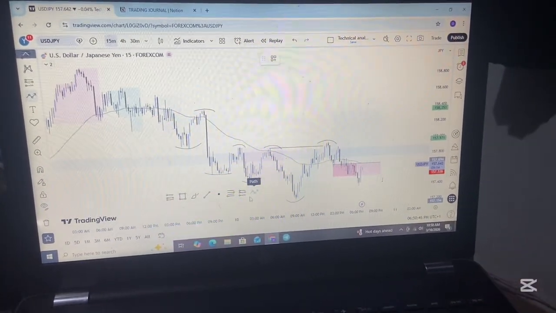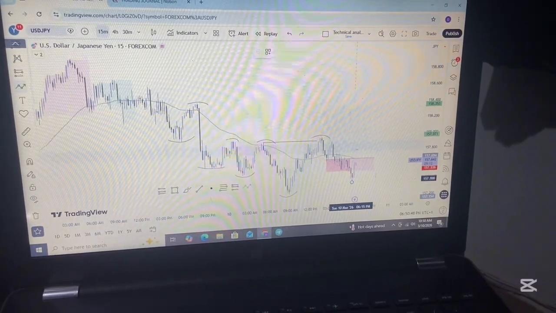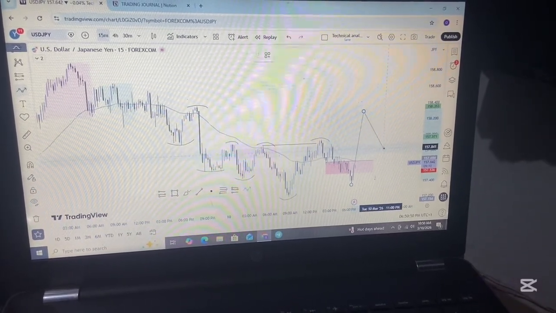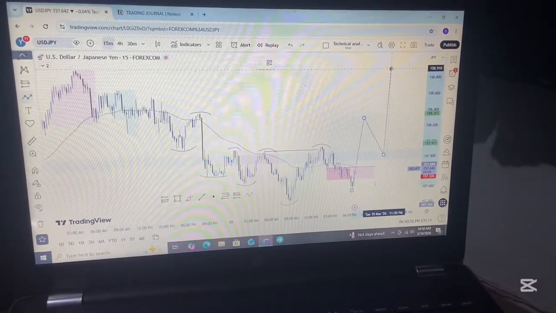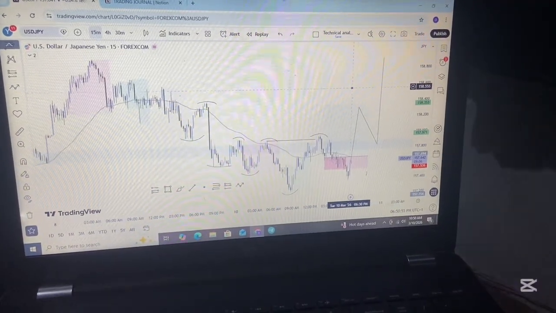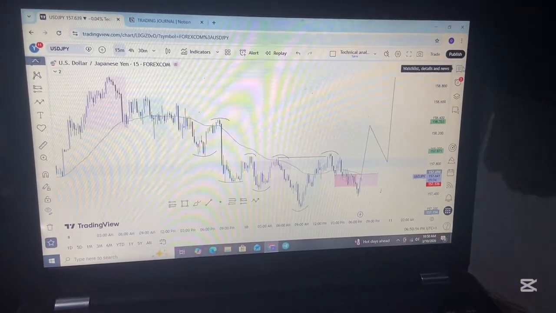So what I'm going to do now is monitor if price takes out this higher high. I'll enter at the next higher low to target the 4-hour highs. So this is basically what we're waiting for on USD/JPY.